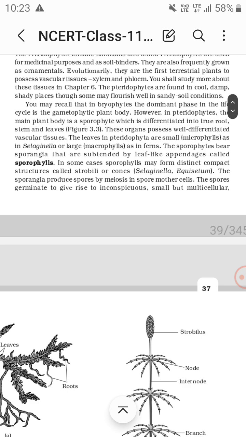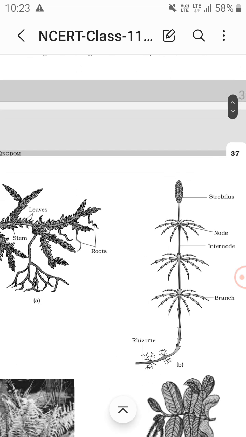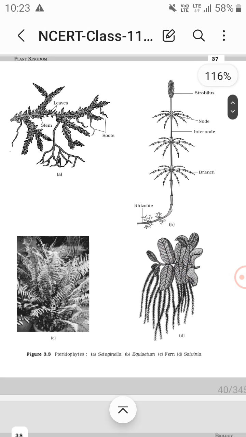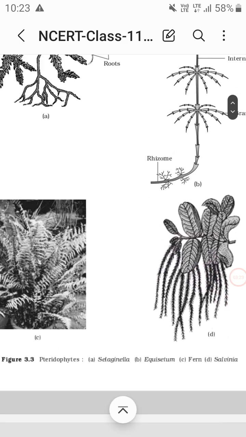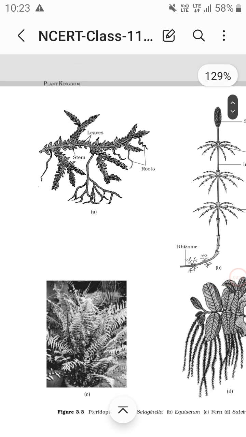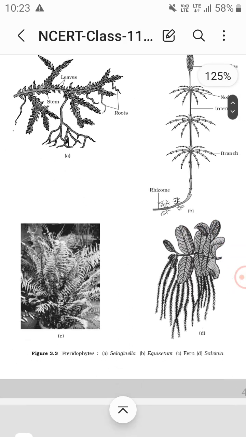Now in some cases sporophylls may form distinct compact structures called strobili and cones, as in Selaginella and Equisetum. Now see in the diagram, that is showing the pteridophytes Selaginella, Equisetum, fern and Salvinia. So Selaginella, you see in the first diagram, has leaves, stem and roots. So this is the Selaginella.